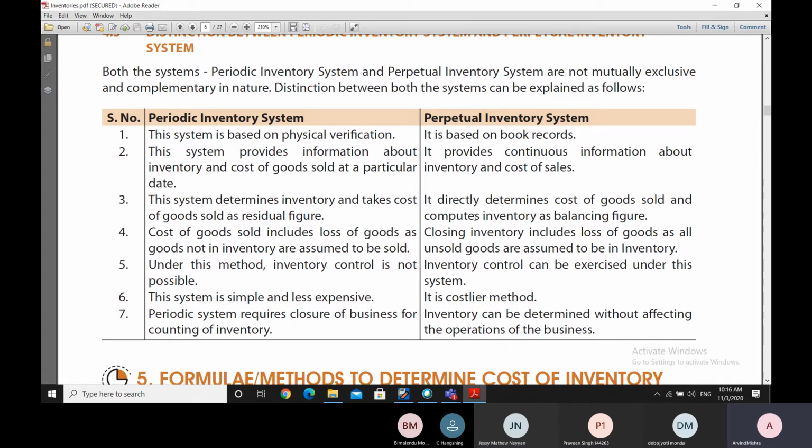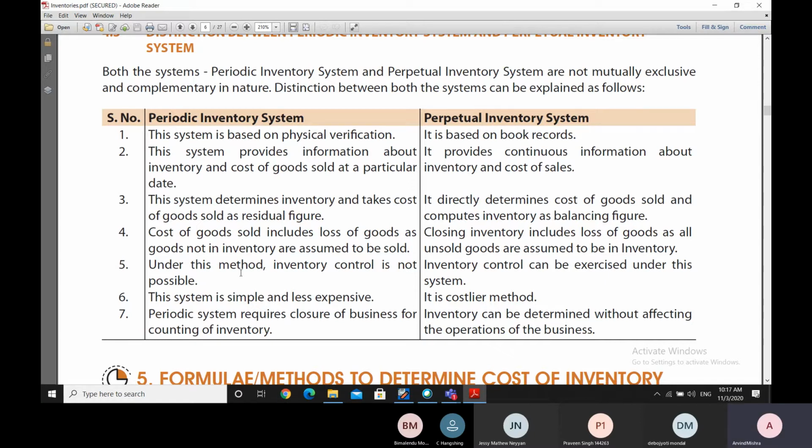the balancing figure. Cost of goods sold includes the loss of goods also, as goods which are not in the inventory are assumed to be sold, and therefore this is an anomaly here in a periodic inventory system. But in the perpetual inventory system, the closing inventory will include the loss of goods, as all unsold goods are now assumed to be in the inventory. So therefore, when we find out the closing inventory, we'll have a picture of the loss of goods also.